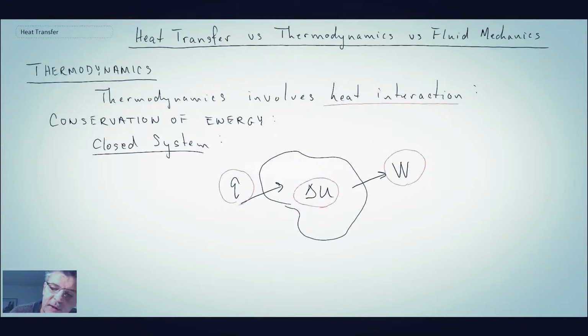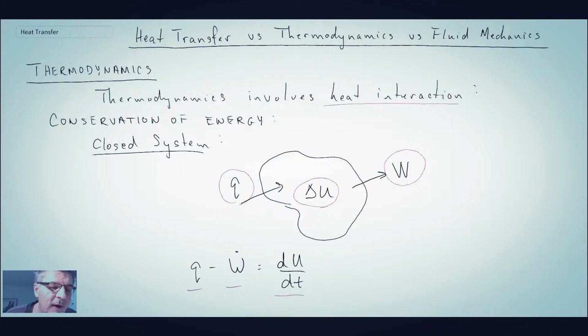And usually when we write out the first law for this type of system, it would look something like this. So what we have is heat transfer in minus work, in this case going out, is equal to the change in internal energy per unit time.